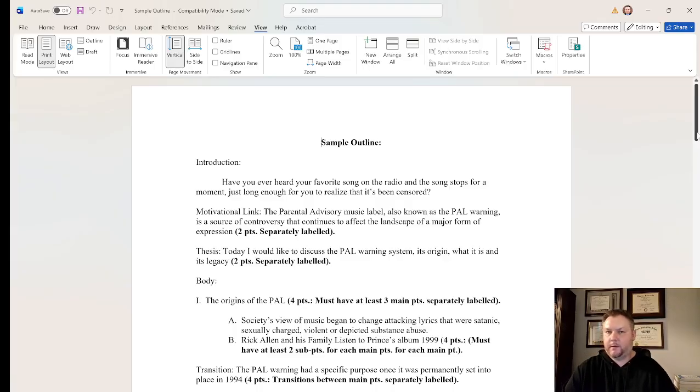Their thesis statement, they've labeled that separately. That's another 2 points. "Today, I would like to discuss the PALE warning system, its origins, and what its legacy is moving forward." So those are their 3 main points. Then you get into the body of the speech.